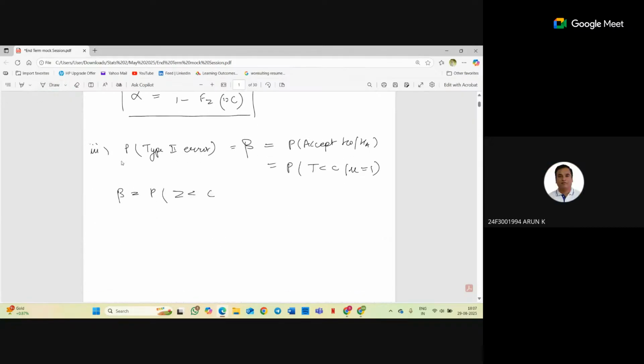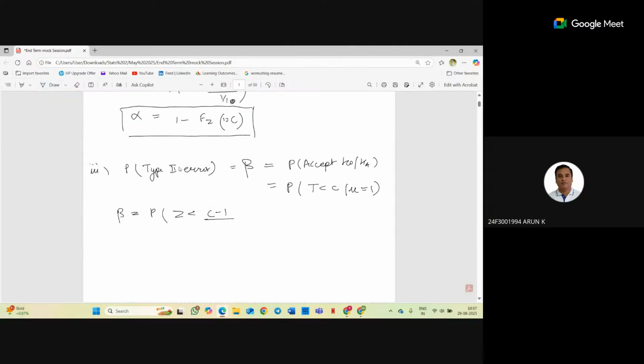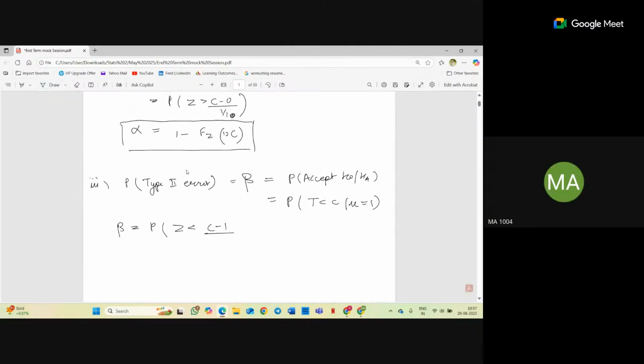Madam, sorry to interrupt. On the left hand side I kept 1 minus beta as the power, followed the steps, and finally the 1 cancels out on both sides. Oh, okay, fine. But this time we need to take T greater than c if we are taking it as power, with the condition greater than beta.